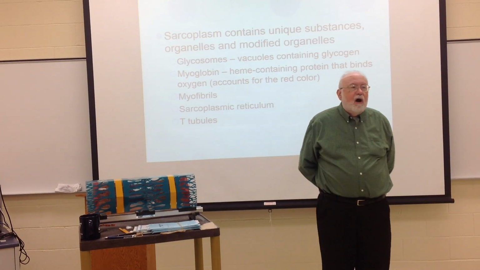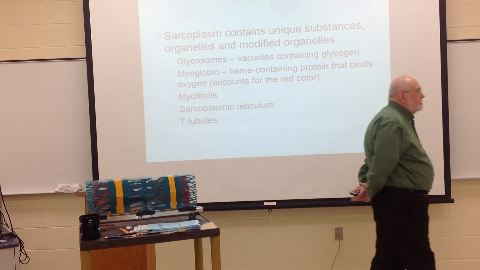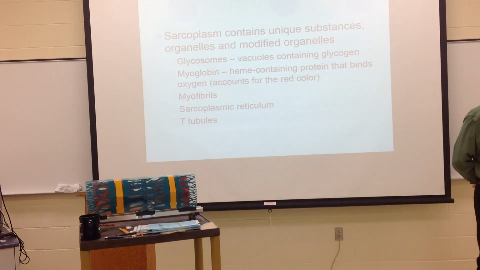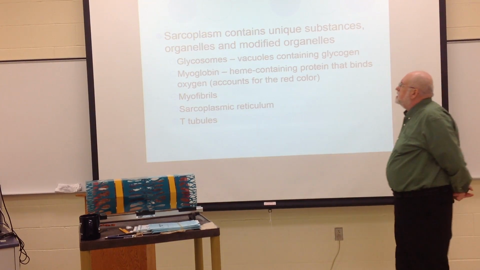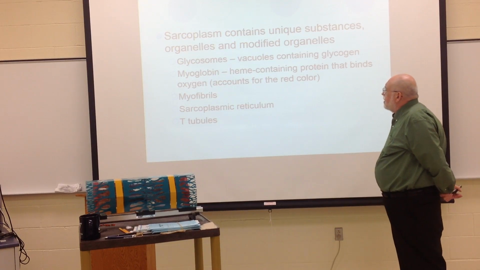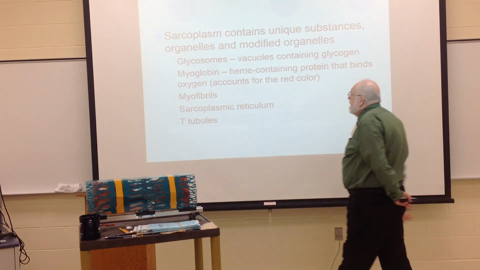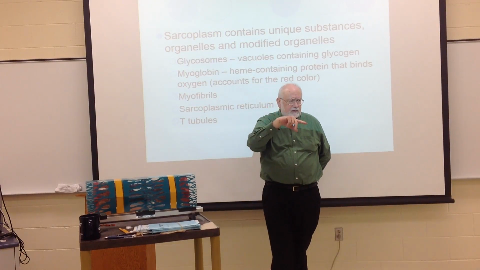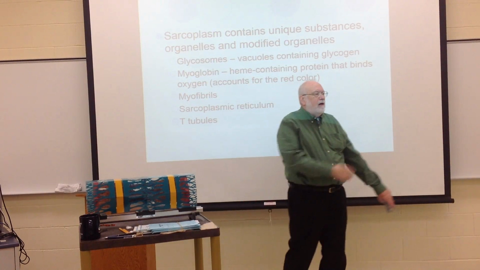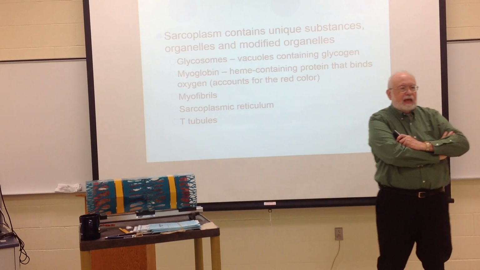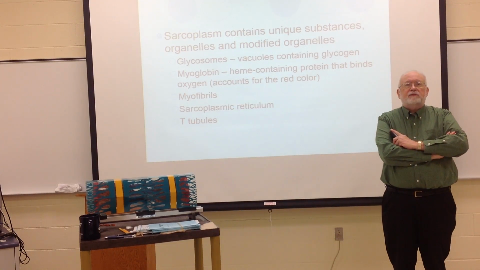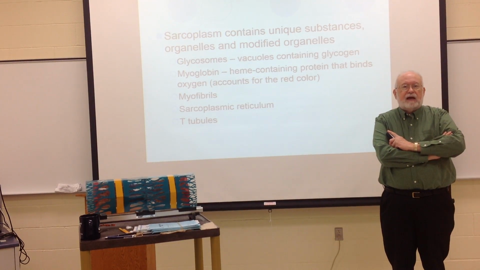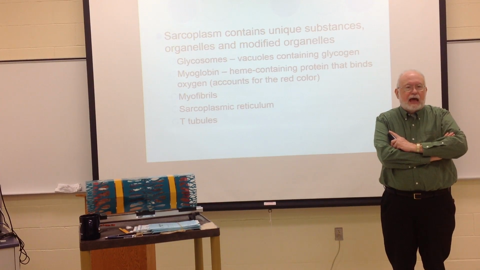Alright, now, what are some of those specialized structures that are unique to skeletal muscle cells? Well, number one on the list, glycosomes. Now, we've had those in liver cells, or when you get to the liver in Biology 108, you'll certainly pick them up again. Glycosomes are granules within the cell that are there to store glycogen.